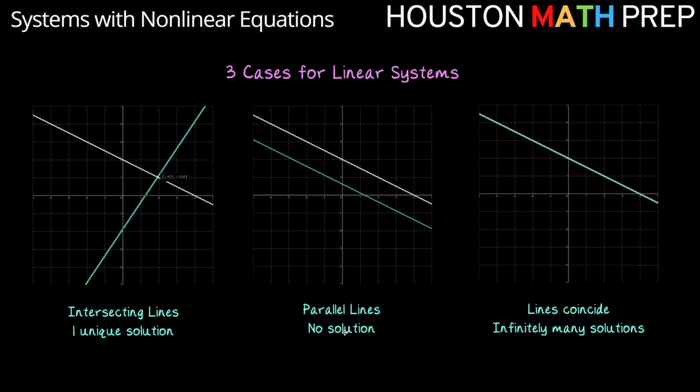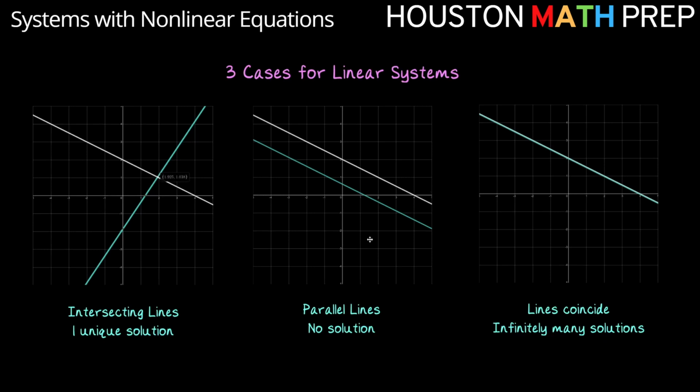If you think back to systems of linear equations where both of the graphs are a line, then the intersection point of those lines represents a solution, right? It satisfies both equations at the same time. So if we have intersecting lines, that's one unique solution at the intersection point.